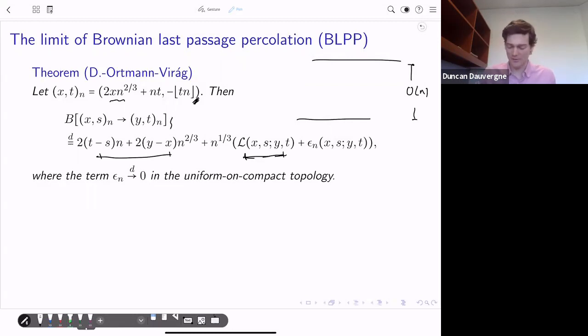And in terms of the way this theorem is stated, I'll mention something about this error term, though it's not super important. Basically, you think of it as a random function, and in distribution, this random function is converging to 0 in the uniform on compact topology. So it's a fairly strong notion of convergence here. It's a functional convergence. Okay.